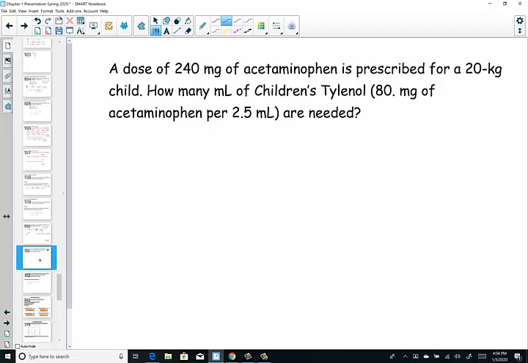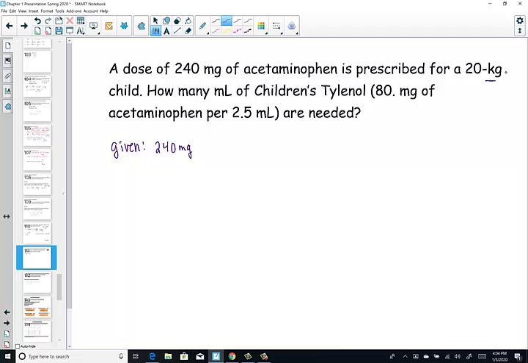Should we try one more together? A dose of 240 milligrams of acetaminophen is prescribed for a 20 kilogram child. How many mils of children's Tylenol with 80 milligrams of acetaminophen per 2.5 mils are needed? All right, so here we have a dose, which is the prescribed amount, that's our given number, 240 milligrams. That's what this child needs.